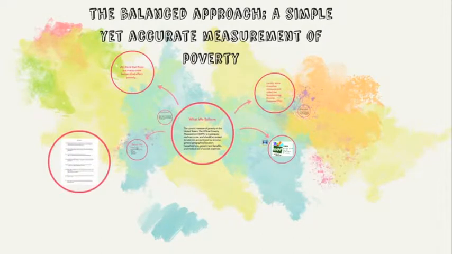The Balanced Approach, a simple yet accurate measurement of poverty by Carter Ware and Emma Payne.